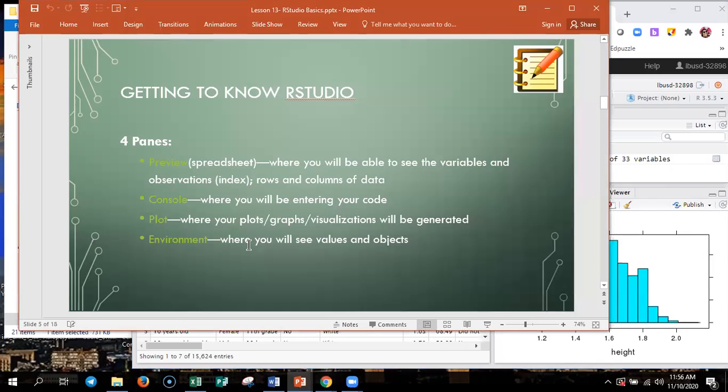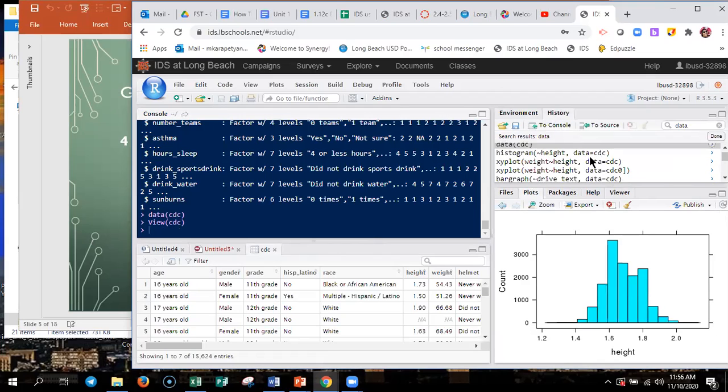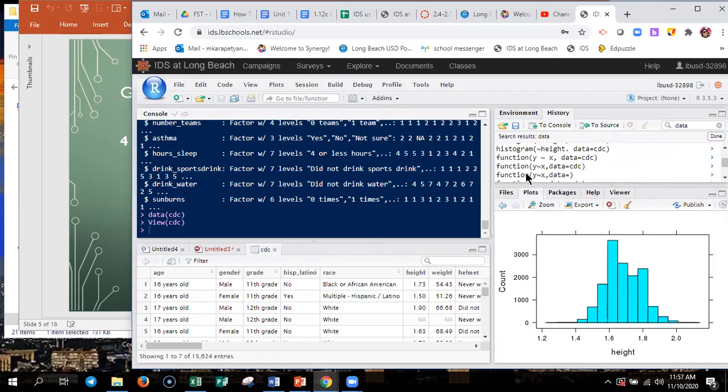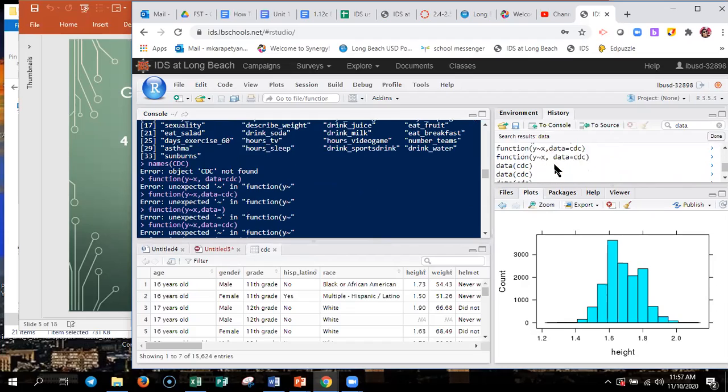And then you have your environment. This is where you will see values and objects. So over here, our environment says, see my CDC data. It tells me my values here. So it tells me I have 15,624 observations of 33 variables. Your history here also tells you all of the commands you've used, all the code you've used in the past. So let's say you were working on something and then you came back and it was erased. Your history would actually tell you what you've put in in the past.